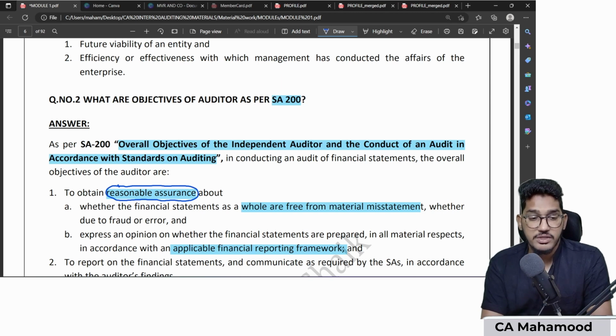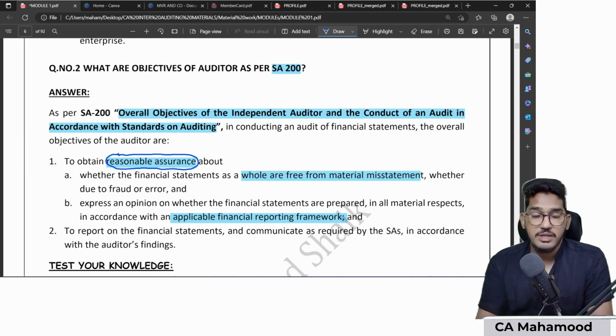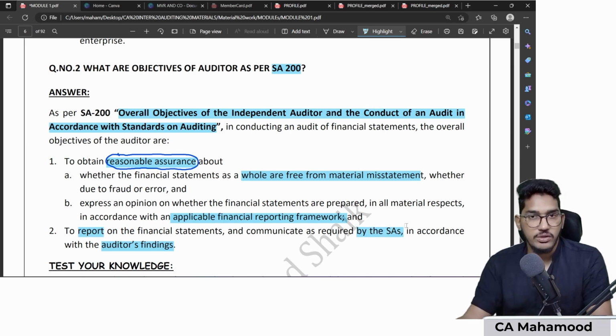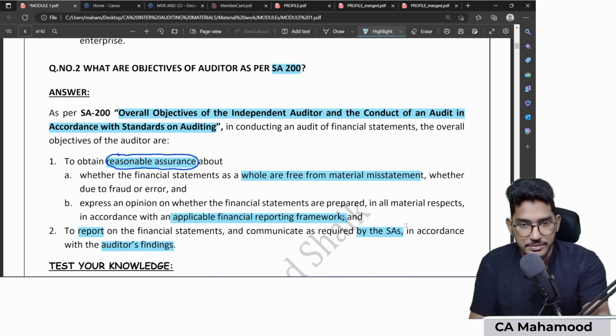So one more objective is to report on the financial statements and communicate as required by the SAs in accordance with the auditor's findings. Finally, whatever your findings are after completion of audit, all those findings are required to be reported as per the respective standards on audit. So first you need to express opinion. After that, whatever your findings are in your audit, all those findings are required to be reported as per the relevant standards on audit. So this is what question number 2 is here.